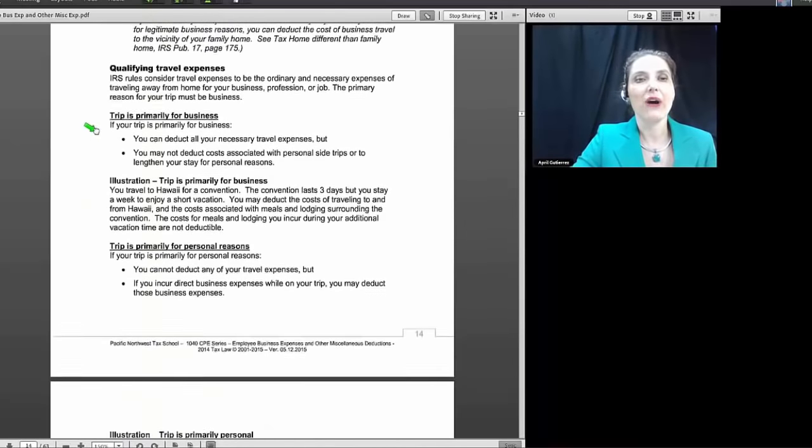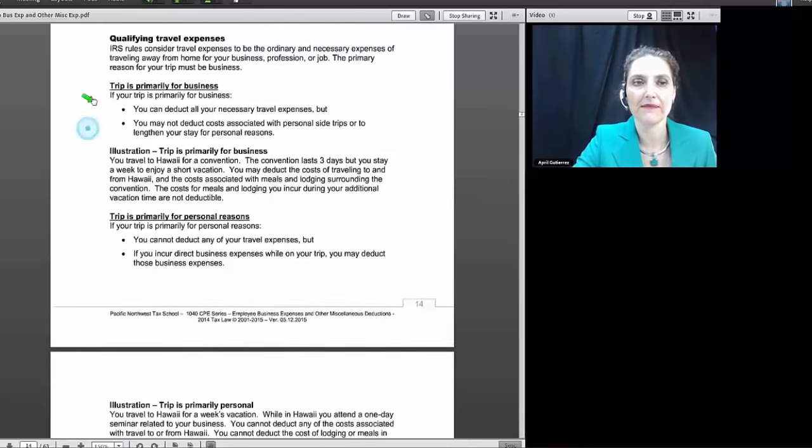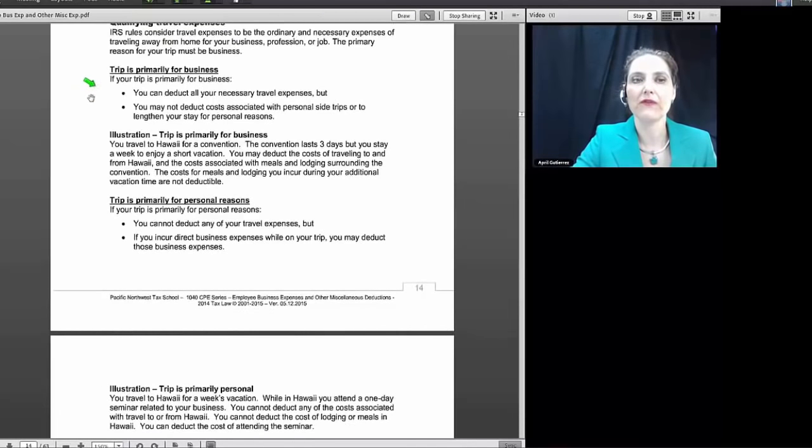All right, qualifying travel expenses. The IRS considers travel expenses to be the ordinary and necessary expenses of traveling away from home for your business, profession, or job, and the primary reason for your trip must be business. If the trip is primarily for business, you can deduct all of your necessary travel expenses, but clearly you are not going to be allowed to deduct the costs associated with personal side trips or to lengthen your stay for personal reasons.